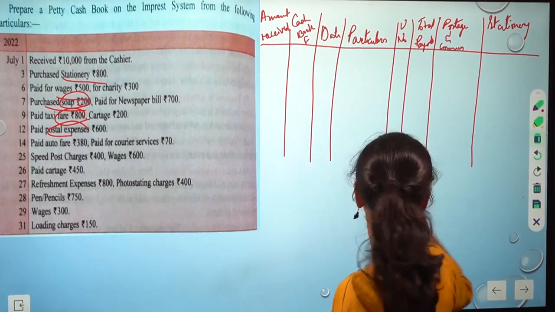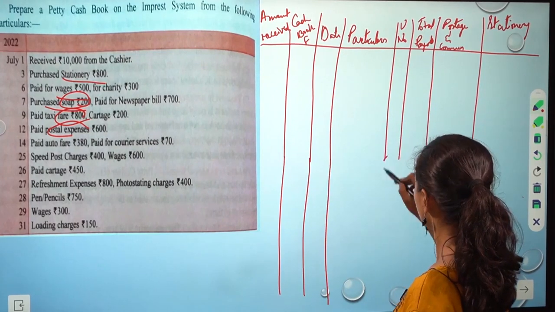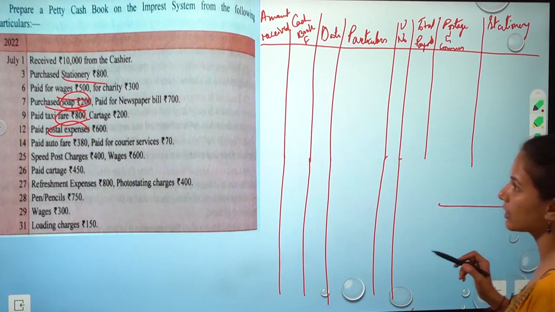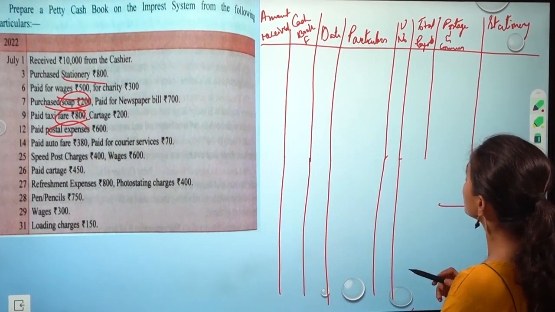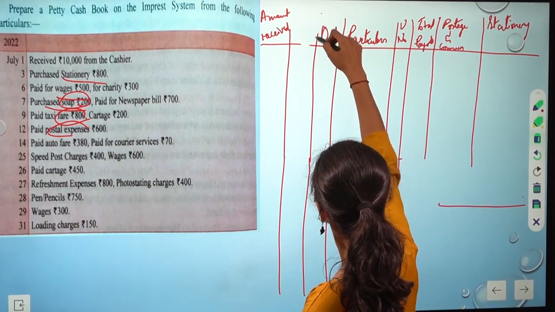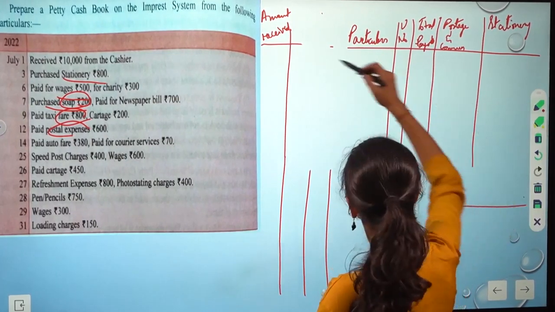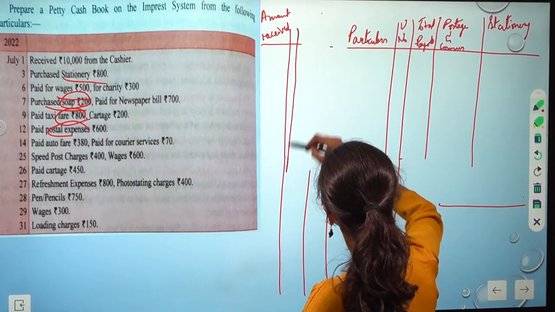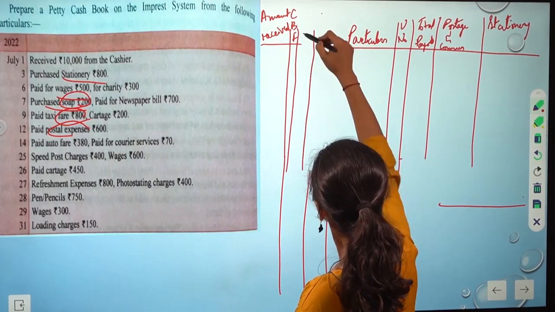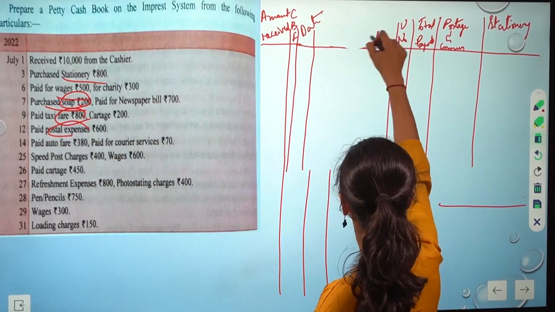Let's do it this way. Let's continue it here, and from this side, let's continue it. Whatever the things were, postage, stationery, let's make it smaller. This is cash book folio. You will remember, okay? This is date. Then you have particulars.